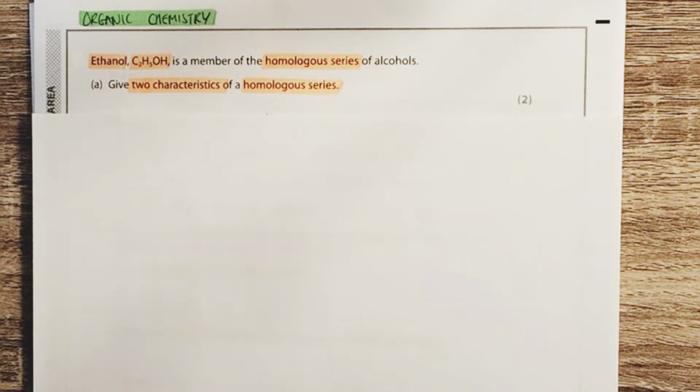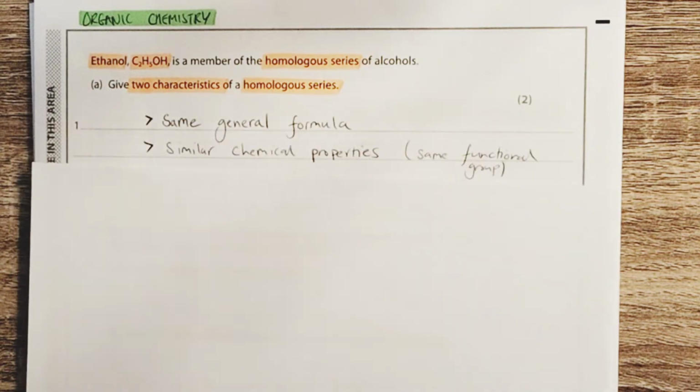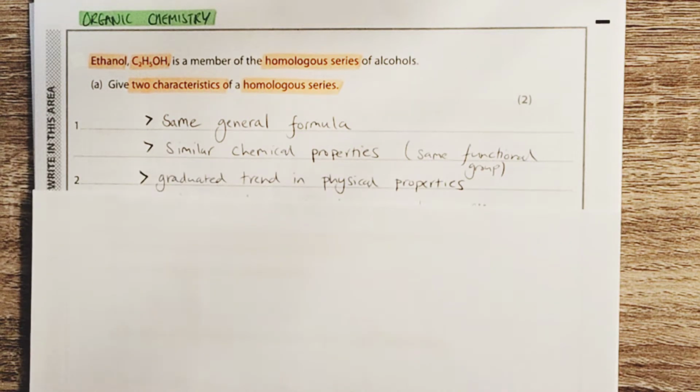They're molecules that have the same general formula, similar chemical properties because they have the same functional group, that is the atom or group of atoms that give chemicals their chemical properties, graduated trend in their physical properties, increasing boiling point with chain length, for example, and finally, each successive member of the family will increase in size by CH2.